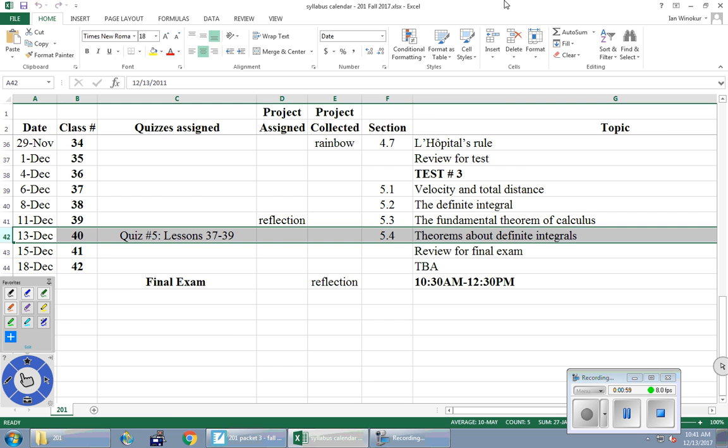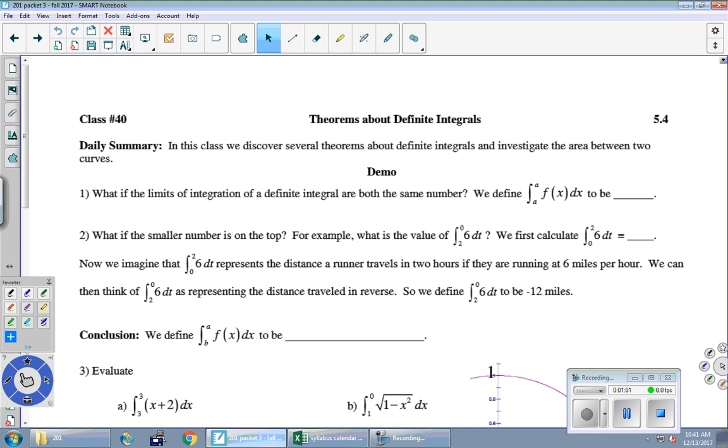Okay, so let's get started here on page 77. All right, here we are, top of page 77. In this class, we discover several theorems about definite integrals and investigate the area between two curves.